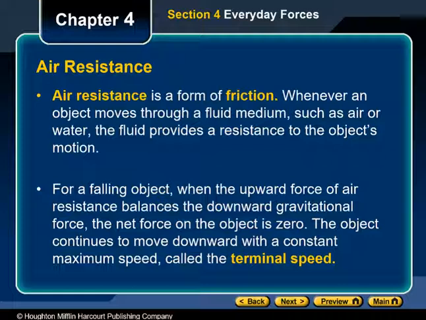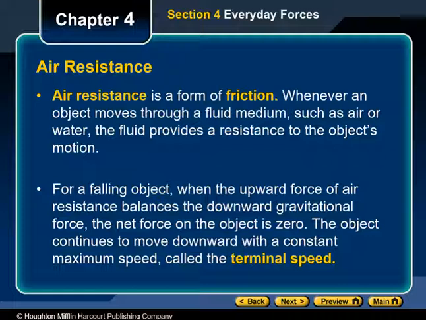At low speeds, the magnitude of F sub r is roughly proportional to the car's speed. At higher speeds, F sub r is roughly proportional to the square of the car's speed. When the magnitude of F sub r equals the magnitude of the force moving the car forward, the net force is zero, and the car moves at a constant speed.